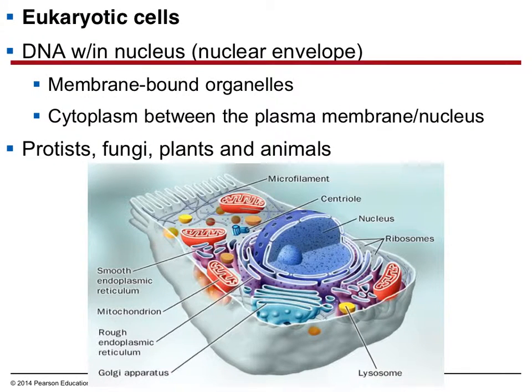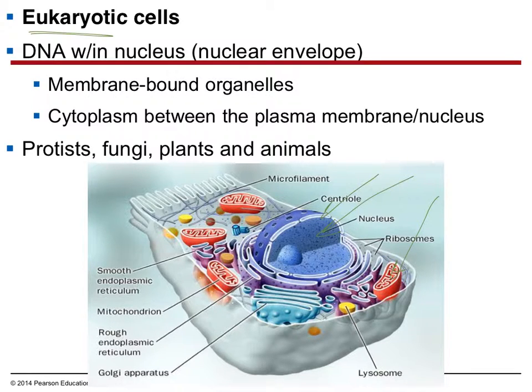Eukaryotic cells do have a nucleus. The nucleus would be the blue structure here, wrapped around with this nuclear membrane. So this would be that membrane-bound structure that we see. The mitochondria would also be membrane bound. We see these membrane-bound organelles within the eukaryotic cells, and that includes the nucleus.